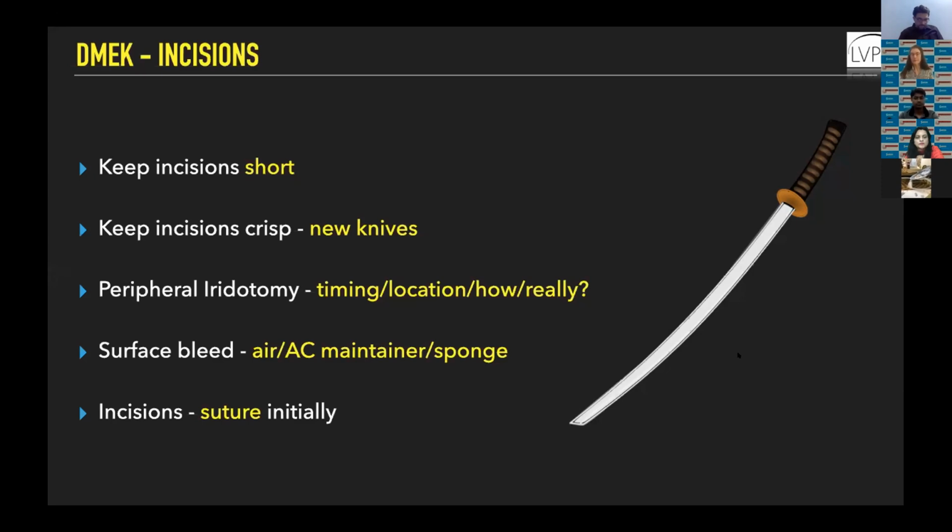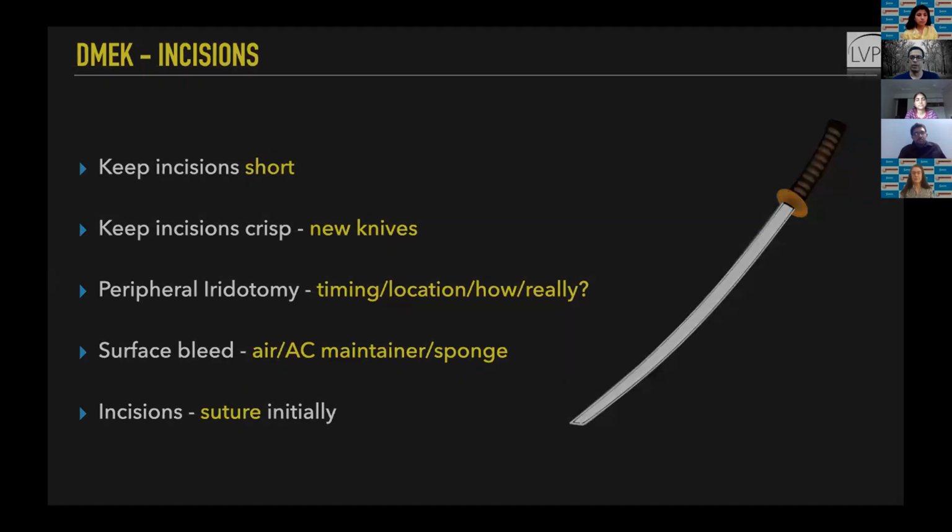And incisions, try and suture your main tunnel initially. Make sure that you don't suture it too tight, that you change the configuration or the shape of the cornea, which is again going to make it difficult for you to unfold and attach the graft inside the eye. The side ports, usually keep them unsutured right till the end, because again, you'll need to access the side ports intermittently during surgery. So thank you very much.